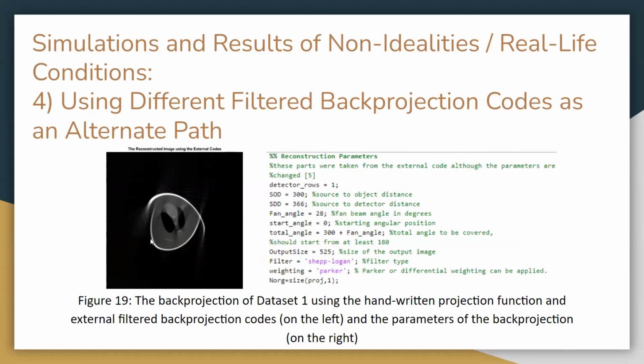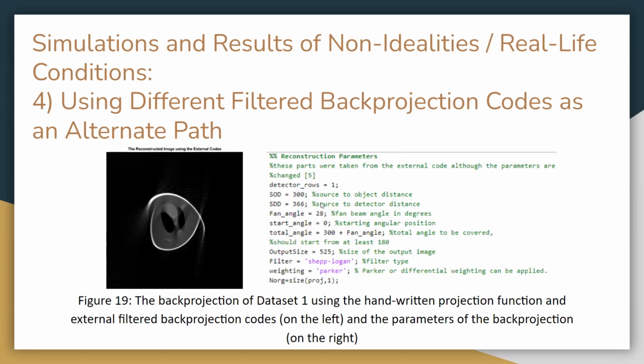So although it is not very successful as compared to the built-in functions of MATLAB, we can see that it still caught the main features that are present in the image. So it can be considered as a successful attempt. Plus, for example, we observed a lot of tunable parameters, as we can see here. For example, source to object distance, source to detector distance, fan beam angle, starting angular position, total angle, and a lot of other parameters. And we were able to see their effects, for example.